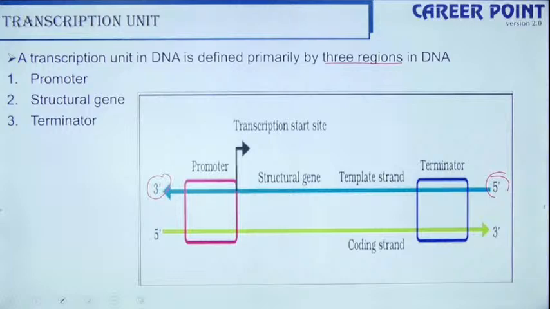So the promoter and the terminator flank the structural gene. So this forms your transcription unit. Clear? Okay, so now fine. So the promoter is towards the 5' end of the non-template strand. So this is upstream. Okay, so I told you the locations, right?